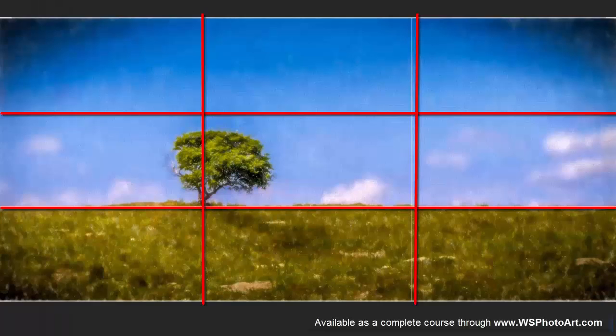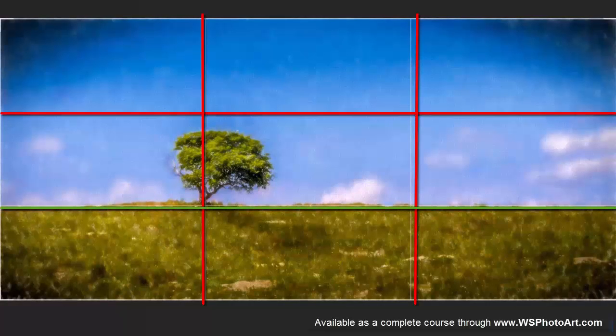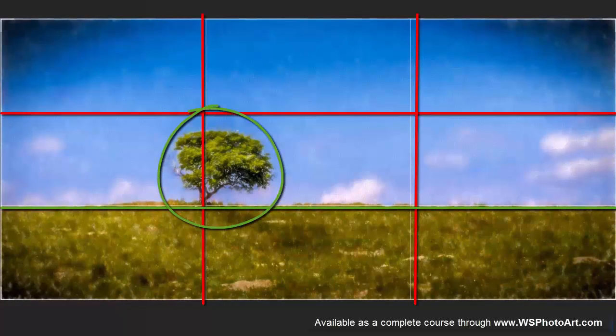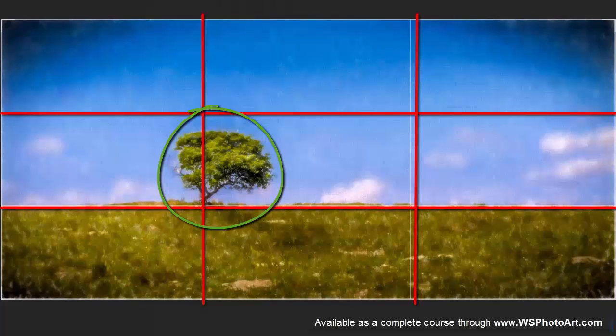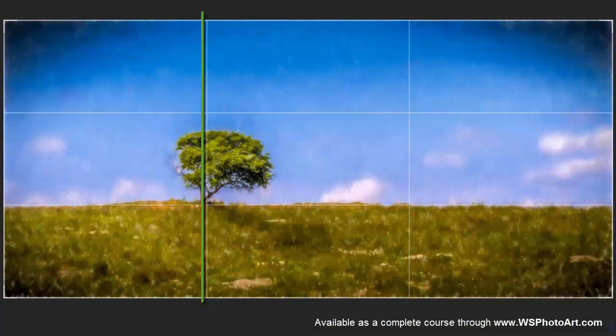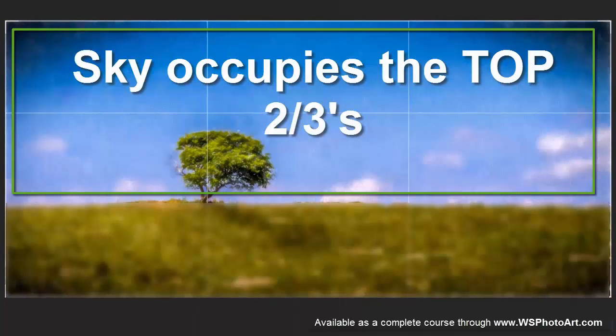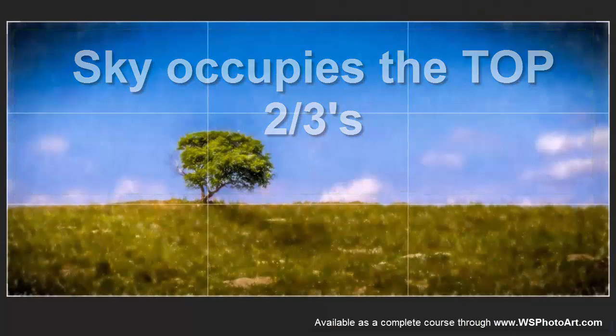If you look at this image, the horizon where the grass ends at the top runs along the bottom horizontal line. The tree, which is an important element to me, was in the left third of the frame, or runs along that left vertical line, and the sky itself occupies the remaining 2/3 of the frame. This is a rule of thirds image.